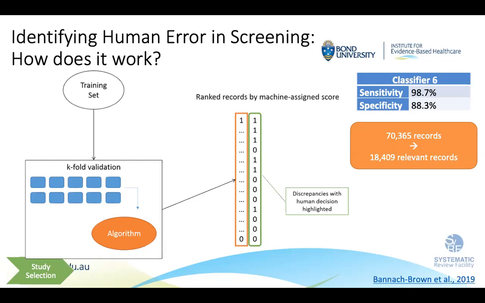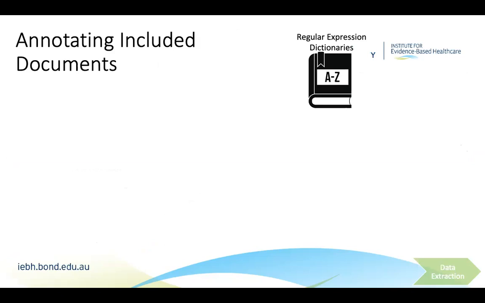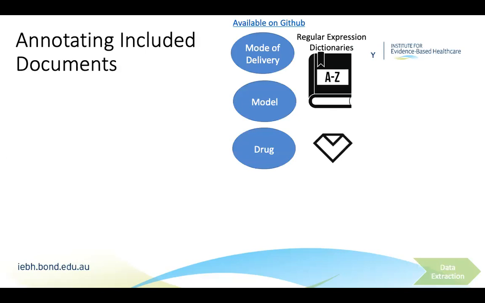So if you've got some documents, you can annotate them and group them using some machine learning, some text mining techniques, which I thought were really cool, so I tried them out. So basically, nothing that fancy. I basically just built some regular expression dictionaries. What is a regular expression? It's basically a keyword, but on steroids.